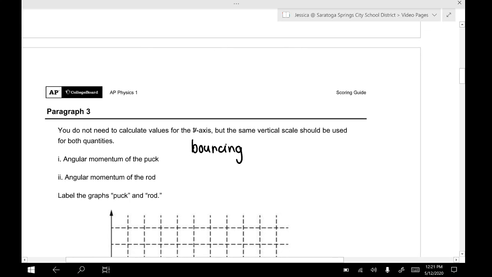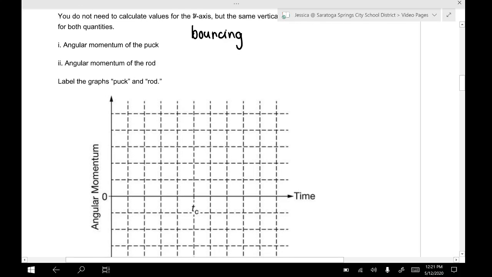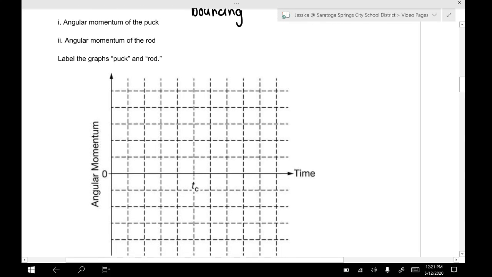Okay, so we don't need to calculate values for the y-axis, but the same vertical scale should be used for both quantities. And remember, we want to conserve angular momentum. So it says we need to graph the angular momentum of the puck and the rod. I'm actually going to start with the rod because the rod remains at rest. So my graph from 0 to Tc for the rod is actually super easy. And then after the collision, the rod is moving in the forward or positive direction, so I'm going to give it some forward or positive momentum.